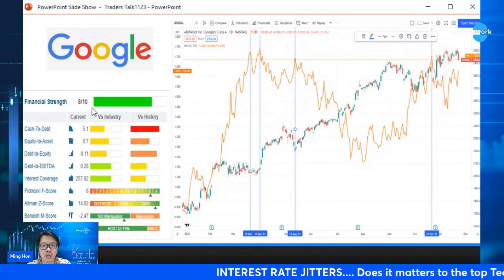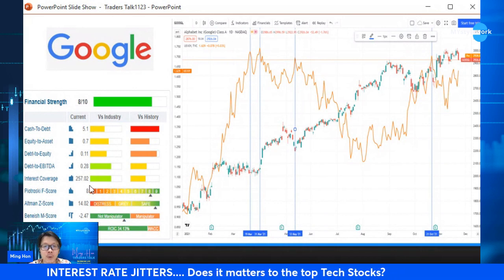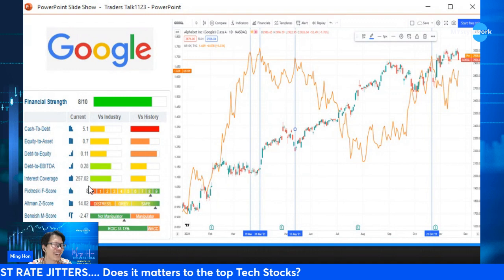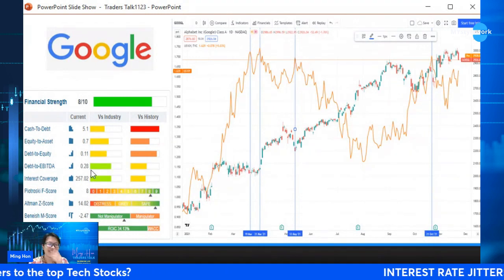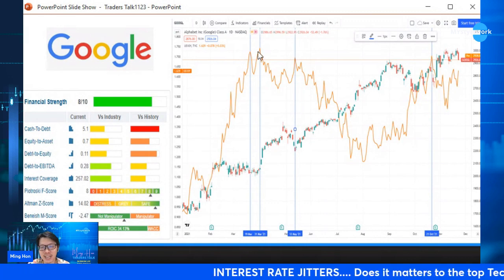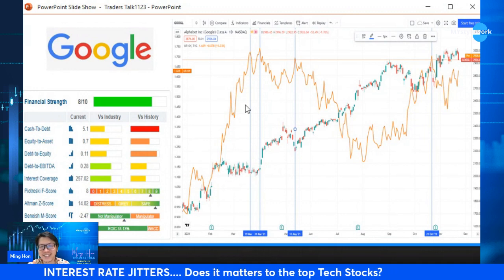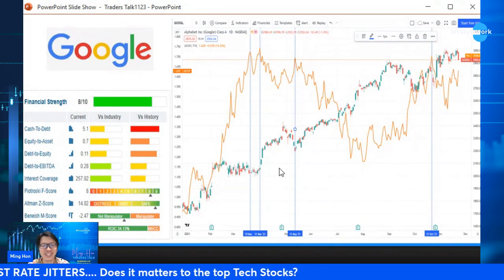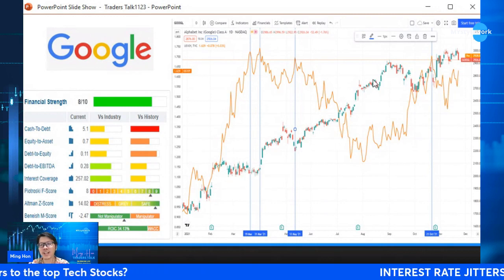Okay, this is Google. Google financial strength 8/10. Wow, interest coverage 257 times. Ayo, don't need to see this one. You see, interest rate go up, it goes flat, is it? Interest rate went up so much, it was actually flat here. No impact, no feel. This one no feel one.